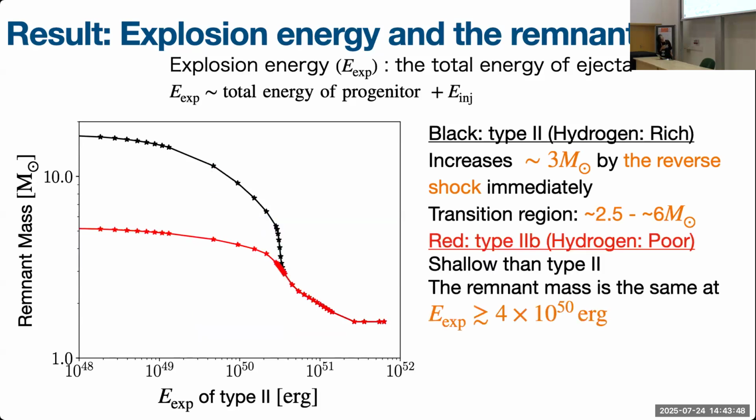Next is the hydrogen-poor result. We can find a shallower transition region than type 2's one. And the remnant mass is almost the same below an explosion energy of 4 times 10 to 50 erg, because there is no infalling reverse shock in this region.